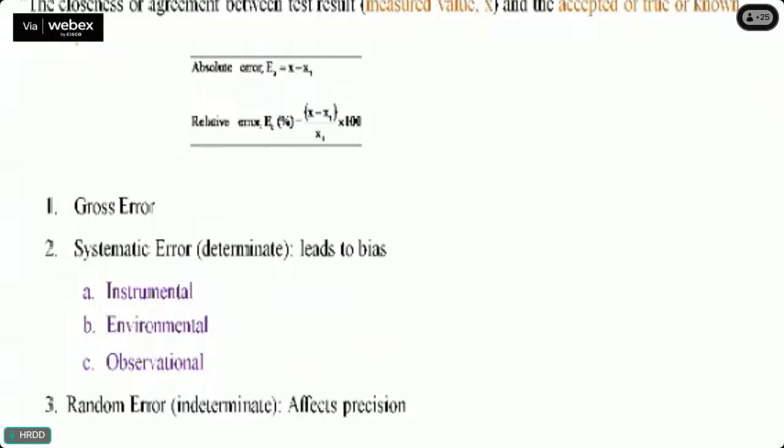So different types of errors are gross, systematic, and random errors. Whatever we do in statistical analysis is try to address the random errors and minimize the contribution from random errors. But for completion, we will learn what is gross error, what is systematic error.